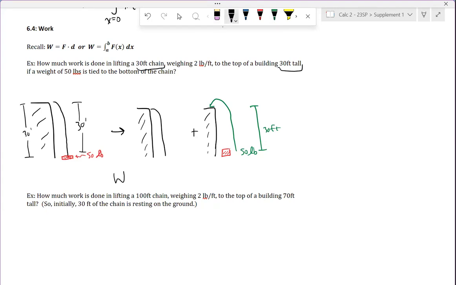So what is our work done? Well, we're going to have an integral for the rope. We'll think about that in a second here. Plus, which is force times distance, 50 times 30.